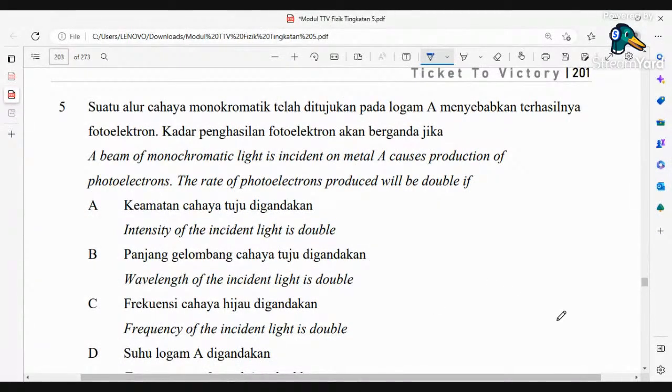Okay, number 5. A beam of monochromatic light is incident on metal A, causing production of photoelectrons. The rate of photoelectrons produced will be double if... just now we discussed that the number of photoelectrons emitted depends on intensity. So if intensity of light doubles, the rate of photoelectrons will be double.